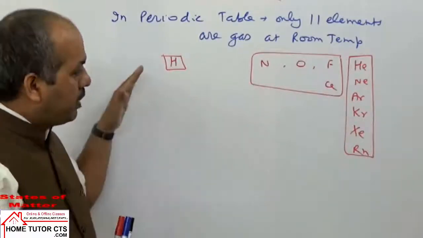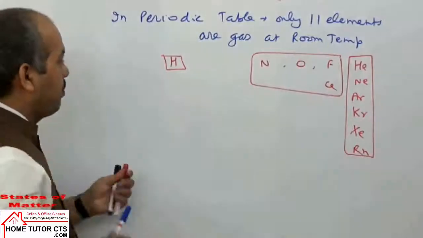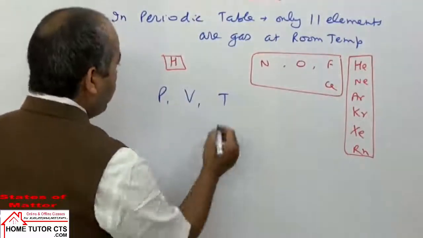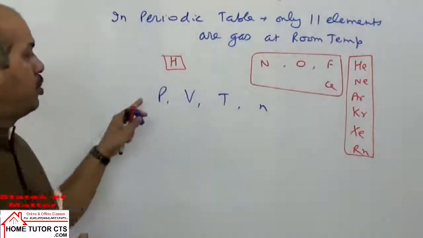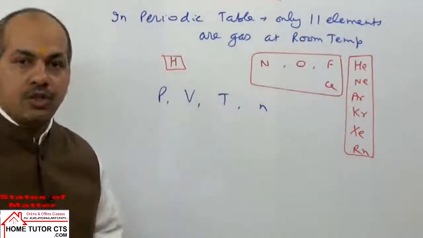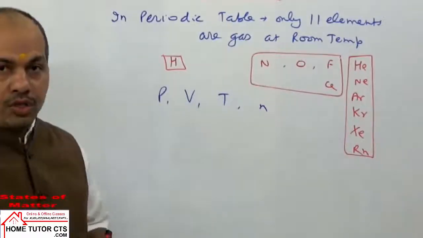So when they exist as gases, we study the variation of properties like pressure, volume, temperature and number of moles. We study their variations: on changing one property, how the second property will change, keeping some other properties constant. All those relations are called gas laws.